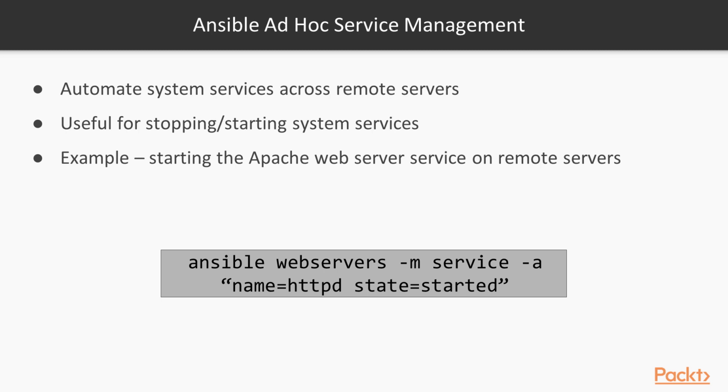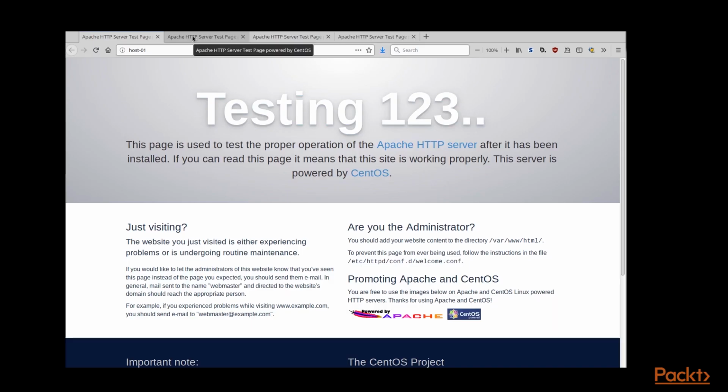Now it's time to put some content on our web servers. So, let's take a look at what they look like. Here at the top, we've got the latest version of Apache running on all of our servers. But this is just a generic welcome page. This is what you would expect when you first install the Apache web server. But let's use Ansible to automatically put some content down on these remote web servers.